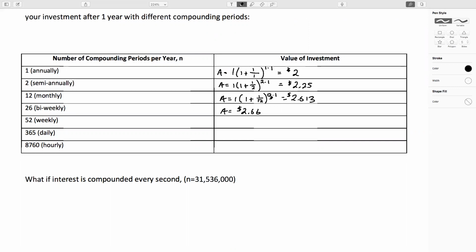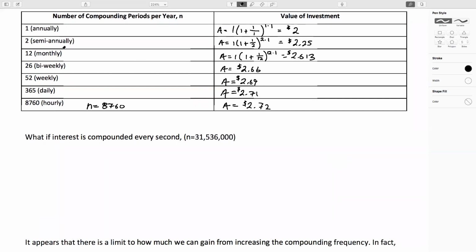If we compounded weekly, that's going to result in a final value of $2.69. Daily, 365 compounding periods, that's going to result in $2.71. And if you compound hourly, that's 8,760 times a year. You're going to end up with 2.72.